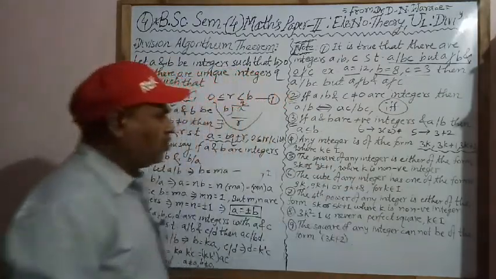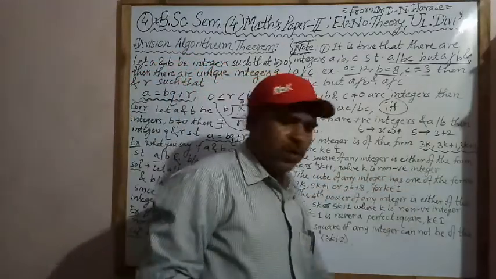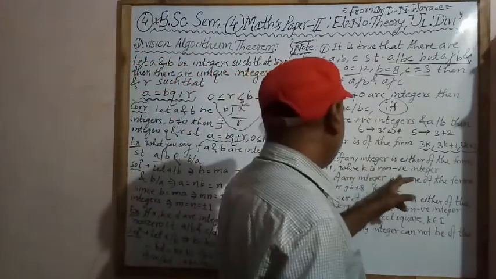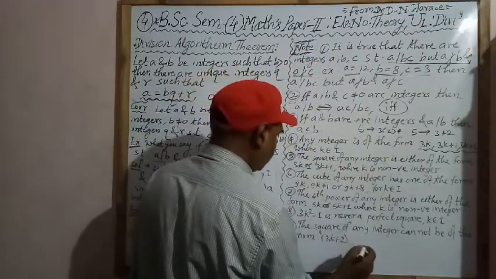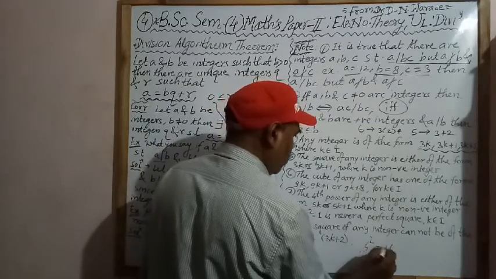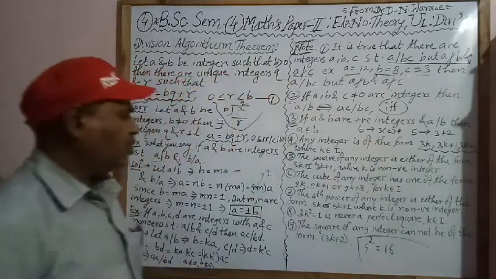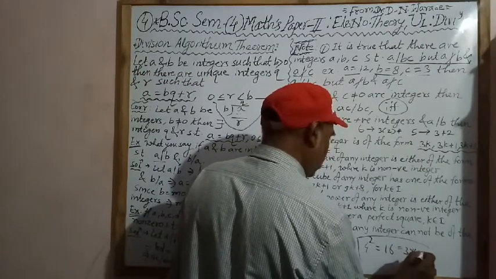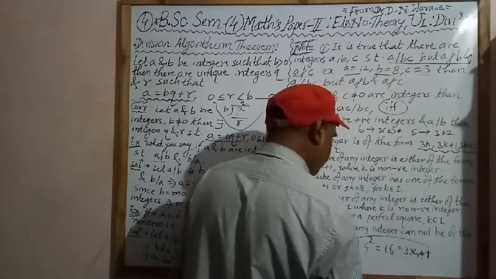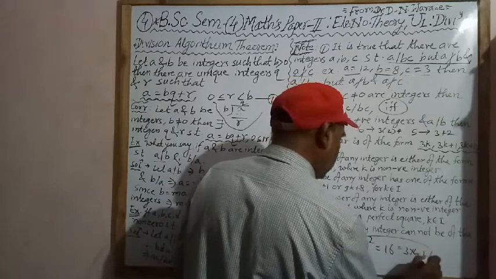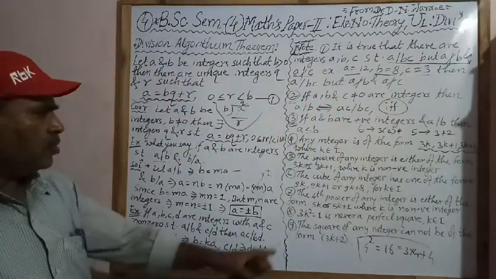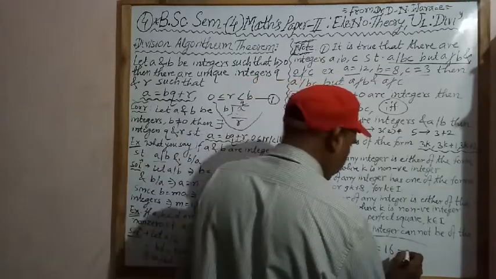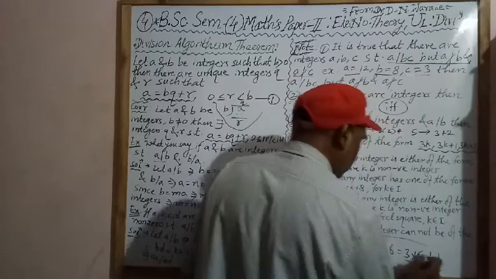The square of any integer is either of the form 3k or 3k plus 1, where k is a non-negative integer. If we take the square of any integer, say 4 square, we get 16. Therefore 16 can be written as 3 into 5, 15, plus 1. Therefore it is of the form 3k plus 1.